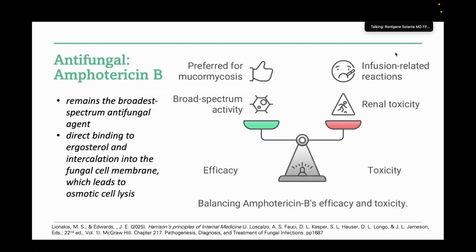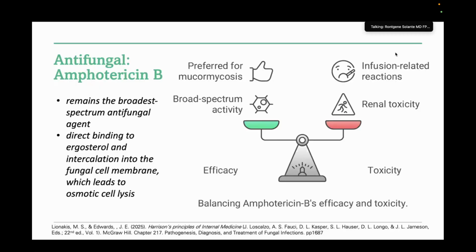Now we go to the antifungal agents. Antifungal agents, unlike antibacterials, have a different pathway on how they inhibit fungal infections. First, the most common and the oldest among them is amphotericin B. Amphotericin B remains the broadest spectrum antifungal agent. How does it kill your fungus? It directly binds to the ergosterol, which is very vital to the fungus, and intercalates into the fungal cell membrane, which will eventually lead to cell lysis of the fungus. So that's the mechanism of action of amphotericin B.